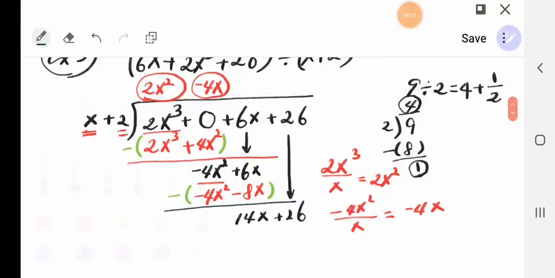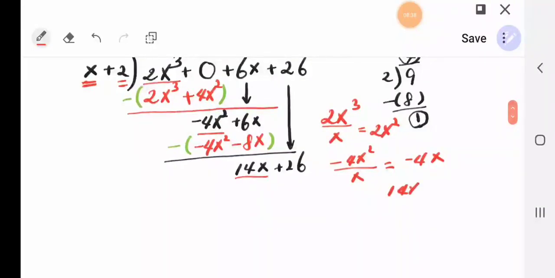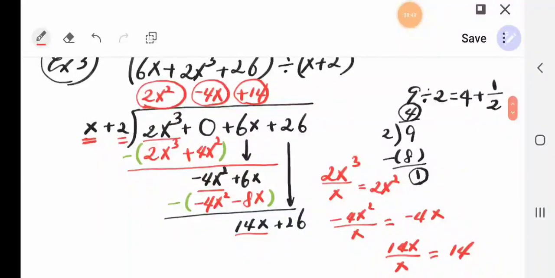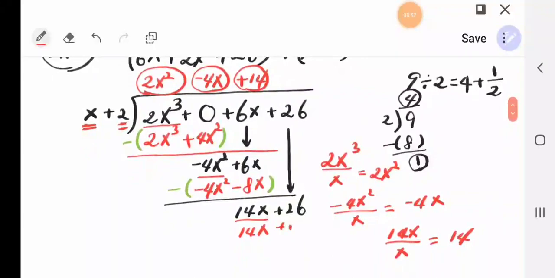Do the same thing. So we will find another quotient so that the product of x and this quotient should be 14x. So let me find the quotient. 14x divided by x is 14, so 14 will be the quotient, plus 14. The product of x and 14 is 14x. Multiply 2 by 14, so that is 28. And then subtract. We will subtract the second line from the first one.